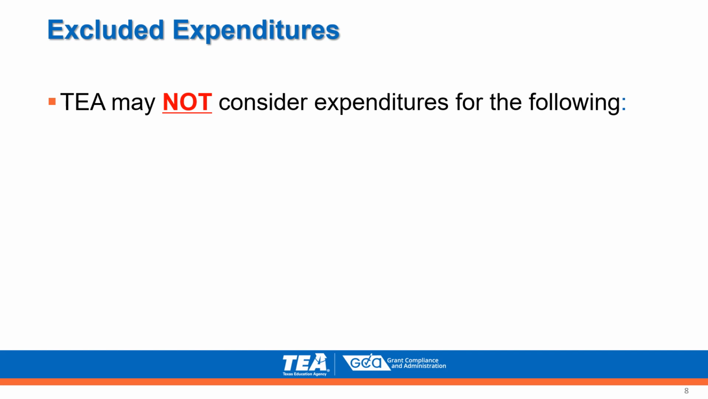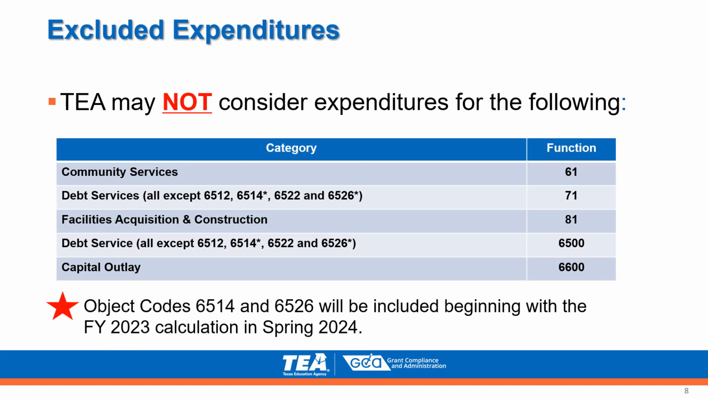TEA may not consider any expenditures for community services, capital outlay, debt service or supplemental expenses made because of a presidentially declared disaster, or any expenditures made from funds provided by the federal government. Therefore, state and local expenditures expended for the functions and object codes listed below are excluded from the ESSA LEA MOE calculation. As a reminder, Object Codes 6514 and 6526 will be included in the FY23 calculation for spring of 2024.